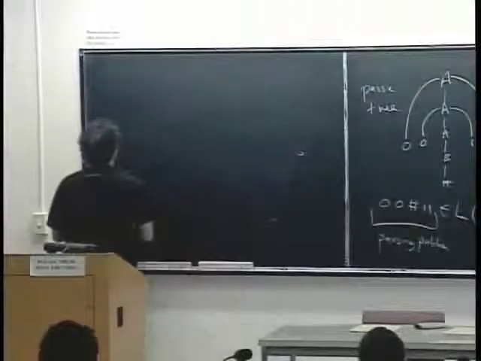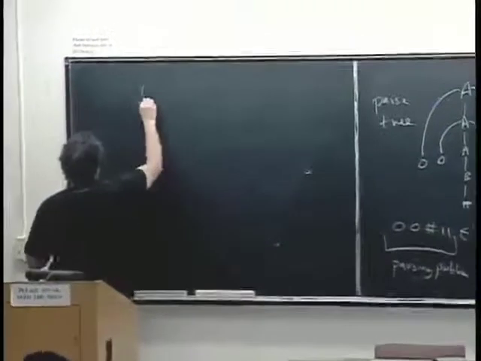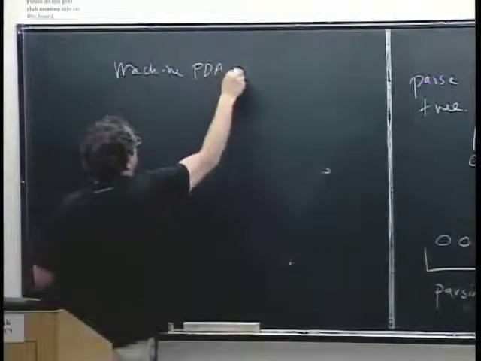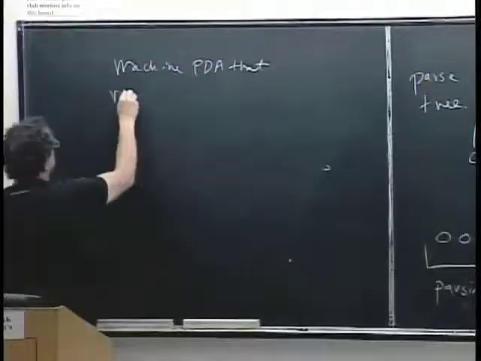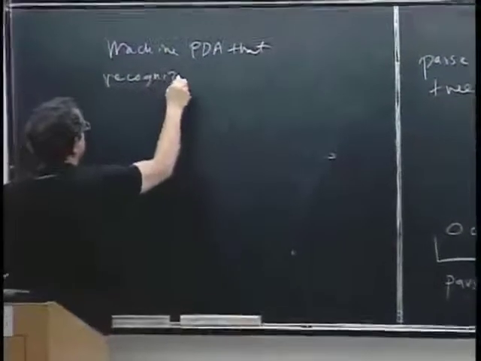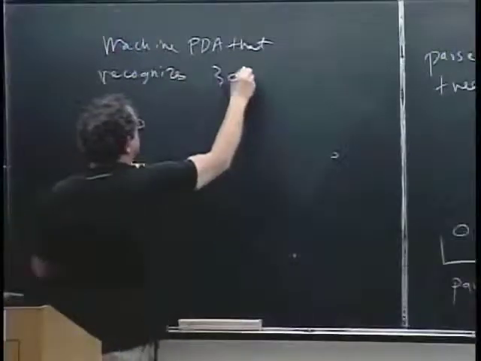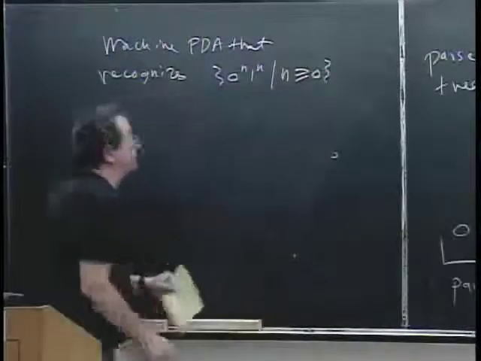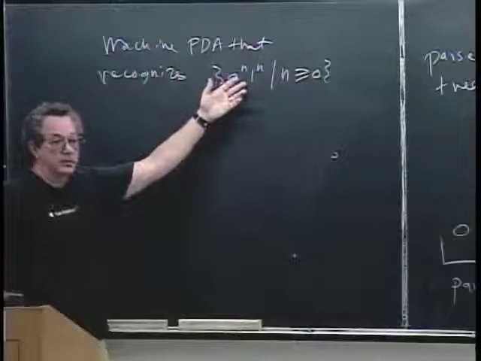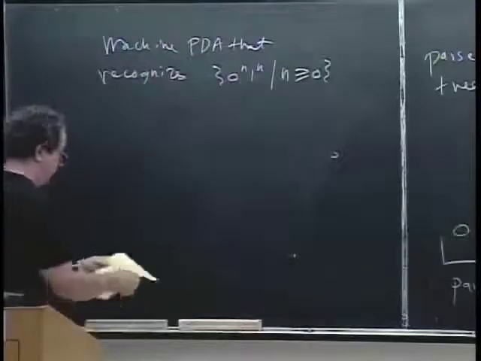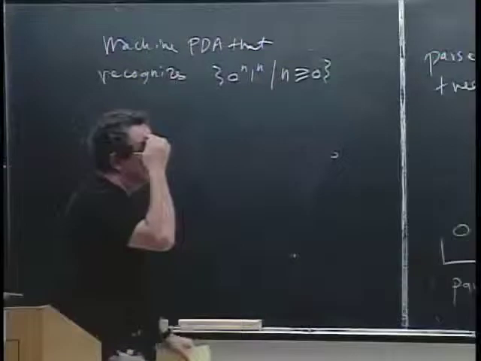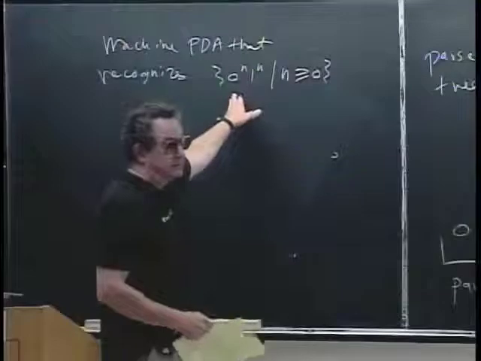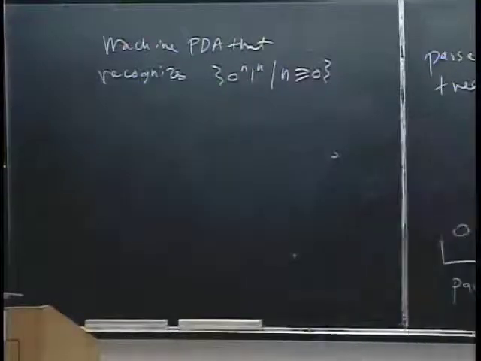Okay, so I want a machine, or PDA, that recognizes 0^n 1^n, n greater than or equal to 0. So this is our old familiar language, which we know is not regular. But now let's specify a PDA that can actually recognize this. Actually, before I do that, anybody have an idea?